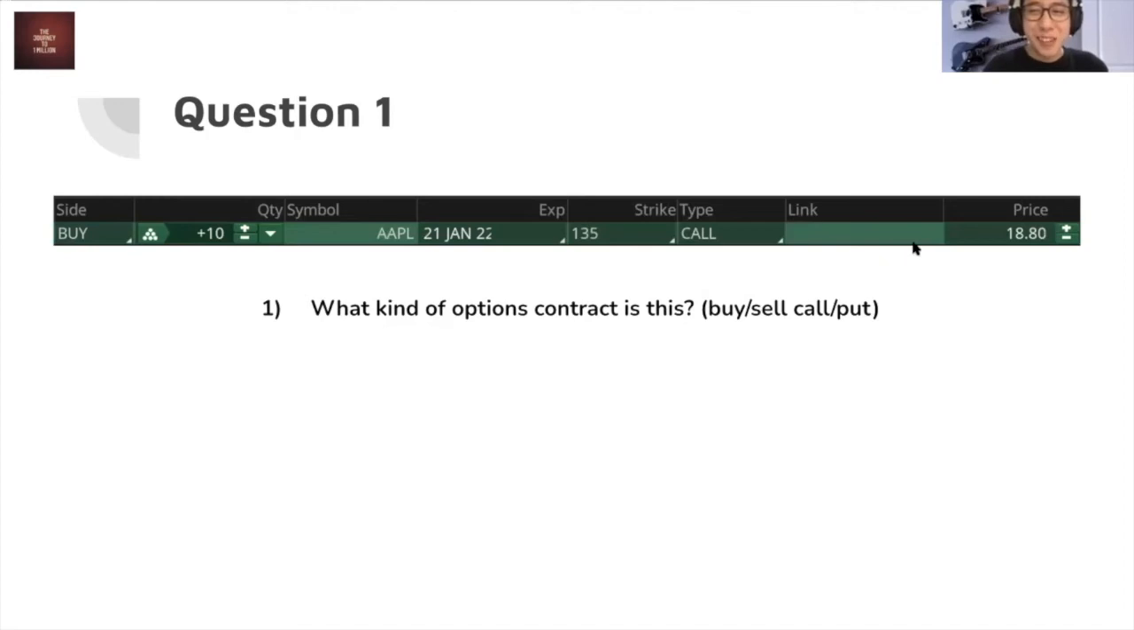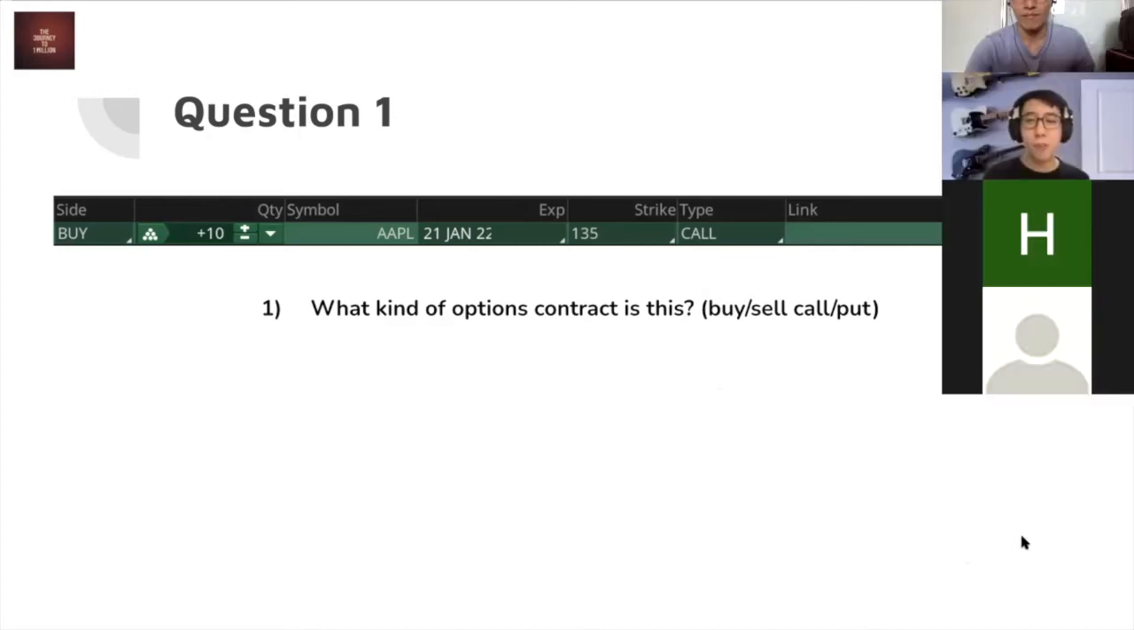Okay. So for the first question, for the example here, what kind of options contract is it? Can you guys maybe type in the chat box the answer for this question? This is so that I want you guys to really understand what I've talked about.